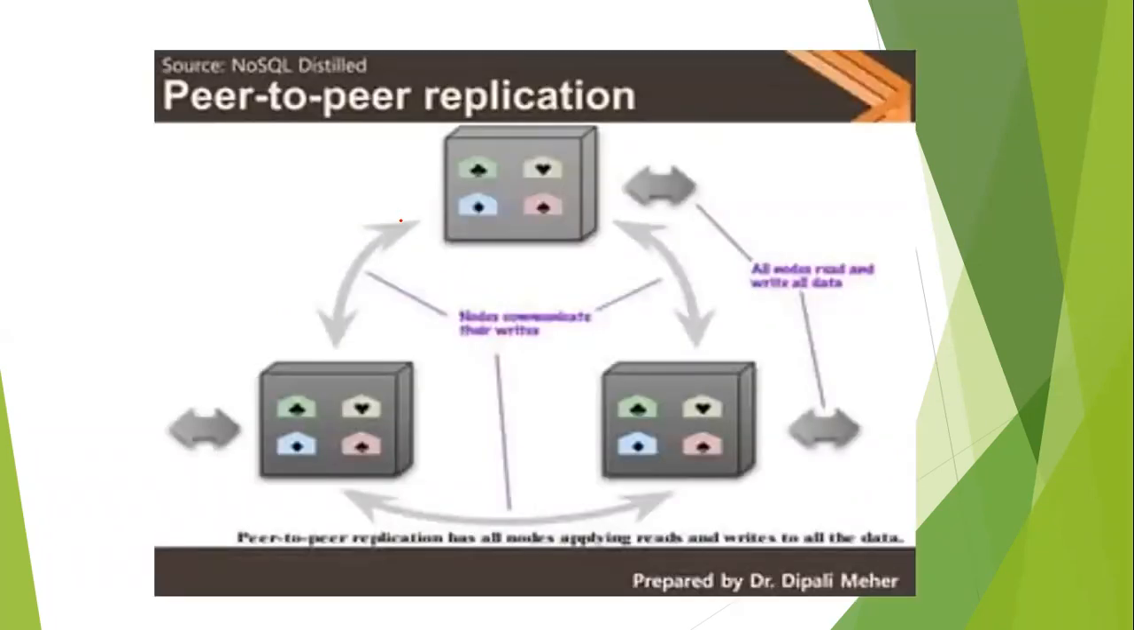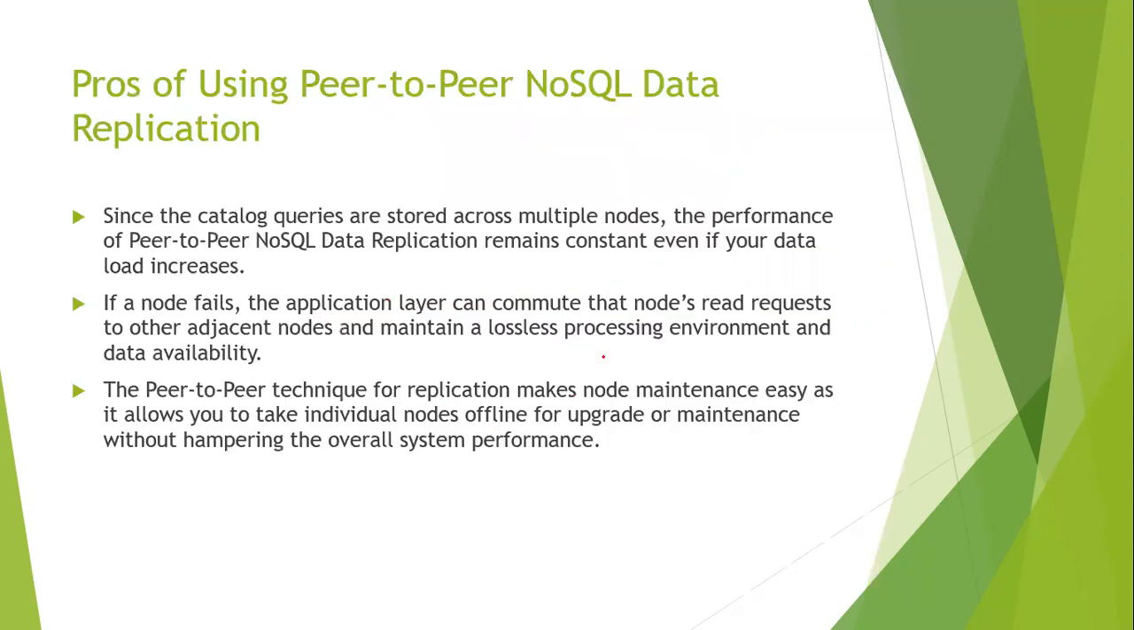Here, see, this is an original copy, and this is a duplicate copy. This is also a duplicate copy. On all nodes, read and write operations can be performed here, and here also read and write operations can be performed. The same operations performed here can be performed in the replica sets also. Now, some of the advantages of replication.